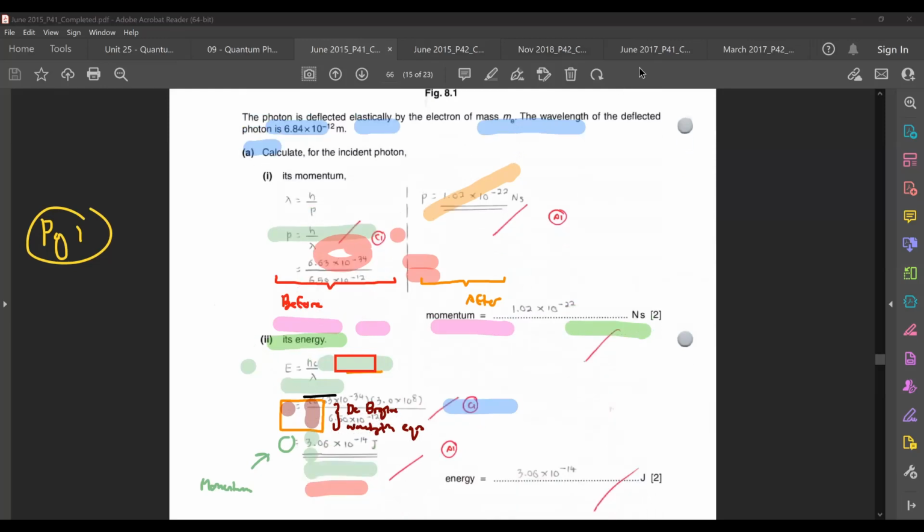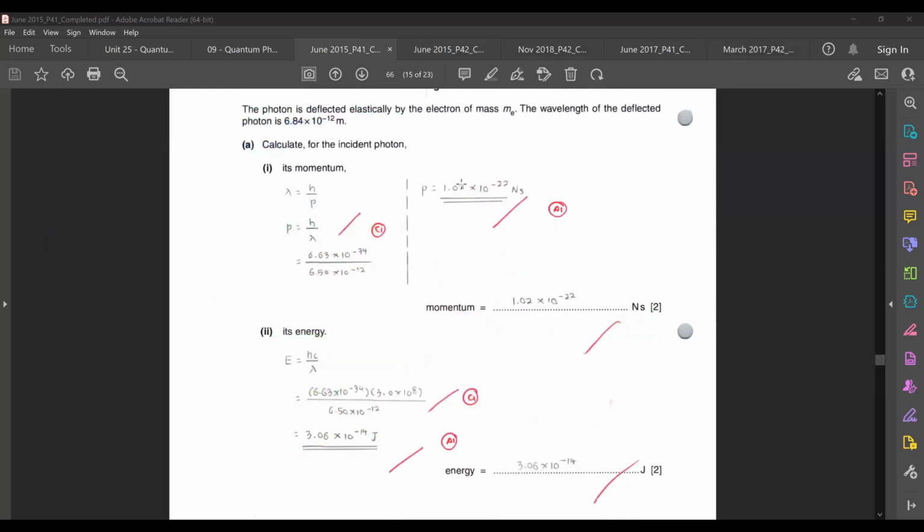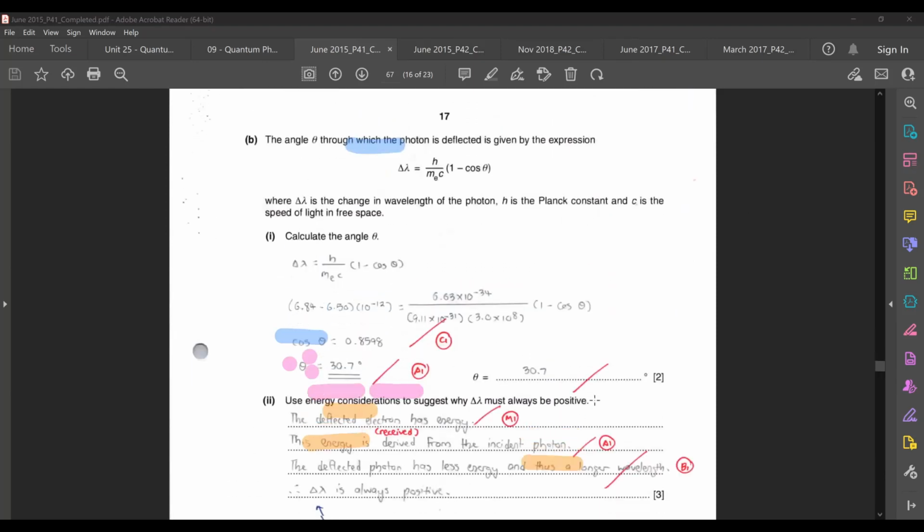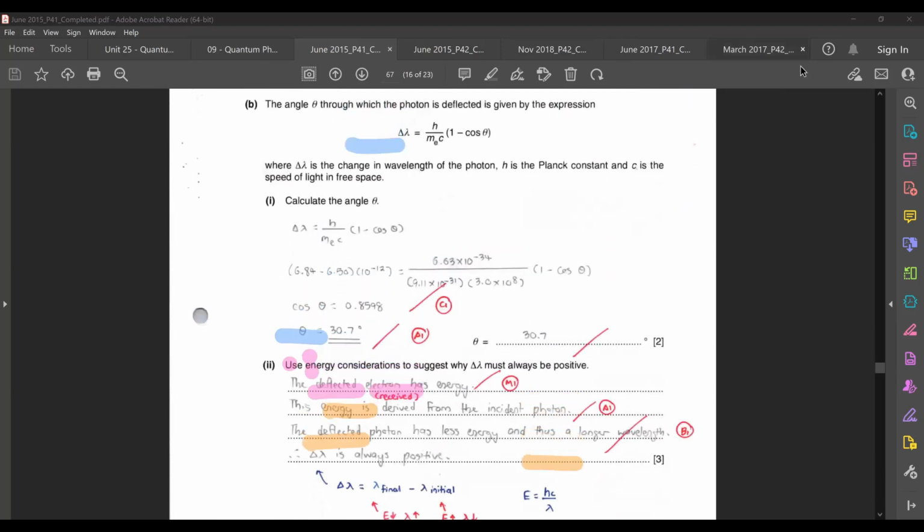Okay, then next part, they want you to calculate the energy of your incident photon. Your energy here is still the energy of your incident photon, the photon before your collision. So E is equal to hc over lambda. Sub in your value of Planck constant, sub in the value for your speed of light, divide it by your wavelength. Eventually, you will get the answer 3.06 times 10 power minus 14 joules, just like that. Okay, so again, this is pretty straightforward. These two are 2 marks already, just for simple substitution of your equation.